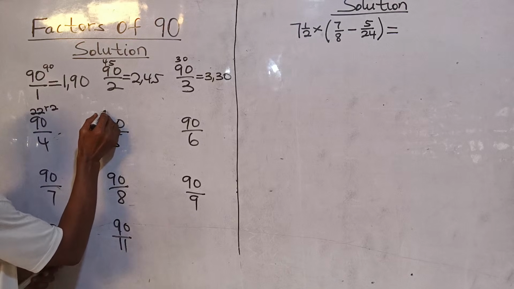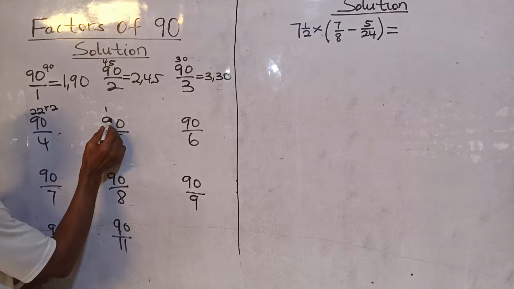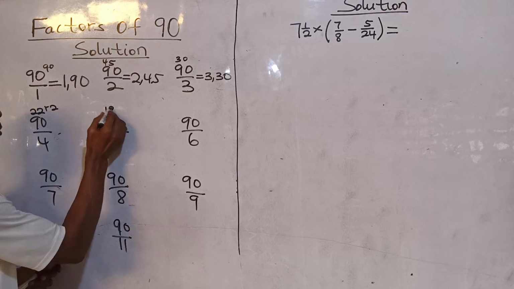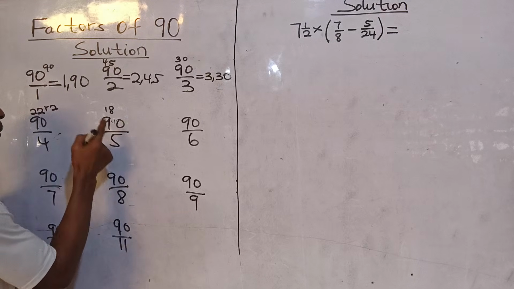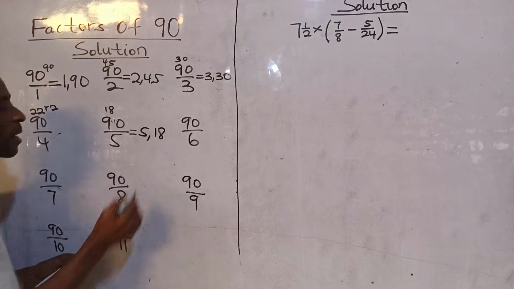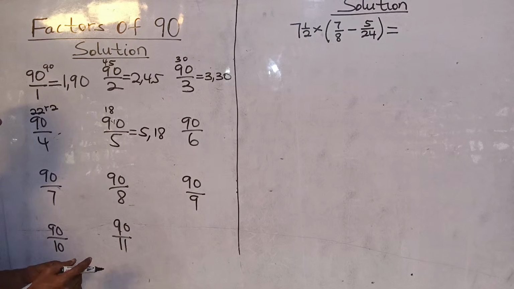5 will divide 9, 1, remainder 4. When you put it here, it's 40. 5 times 8 is 40, so 5 will divide 40 eight times. Because there is no remainder, we say 5 and 18 are factors of 90.